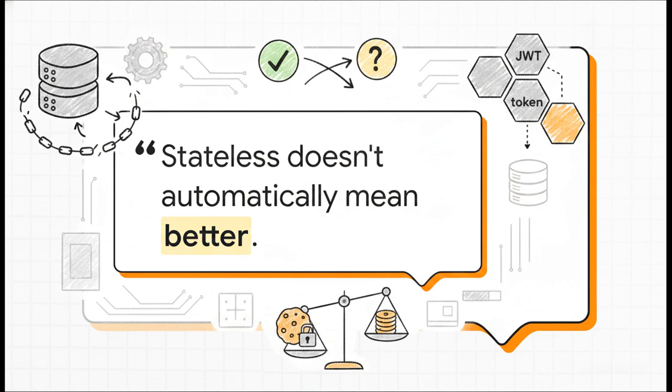Going stateless with JWTs isn't some magic bullet that solves all your scaling problems. You're literally just swapping one set of engineering headaches for another. You have to choose what fits your system.